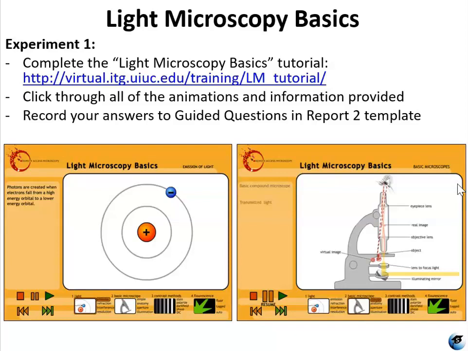So you want to click through all of the links or all of the steps there and watch all of the animations. Record your answers to the guided questions and the Lab Report 2 template. Also, here's just a little short clip of what this tutorial is going to look like for you.